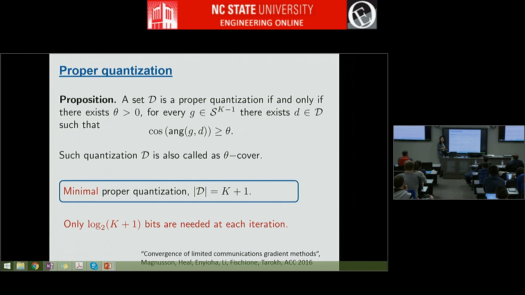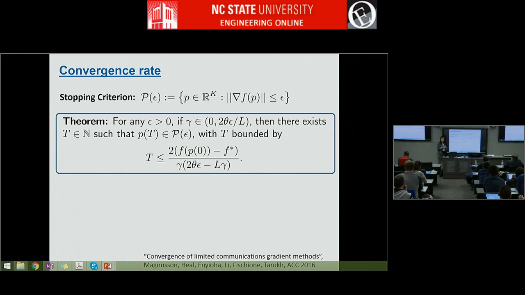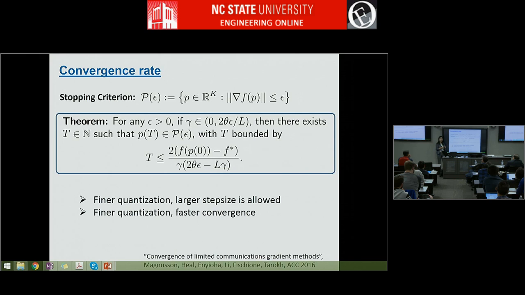Now, as I said, we also want to study the connection between the quantization and the convergence. So we try to study the convergence rate result, because you can imagine that if I have more information in the quantization set, I can converge much faster. This captures the intuition. The convergence result is how many steps I need to reach the stopping criterion, which we define as when the gradient is very small. This is upper bounded by a value involving the theta cover, epsilon, and also the gamma step size. It's complicated to identify the message from here. The message is the intuition: finer quantization allows a larger step size, and finer quantization gives faster convergence.